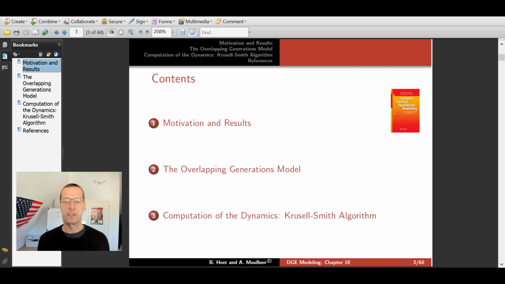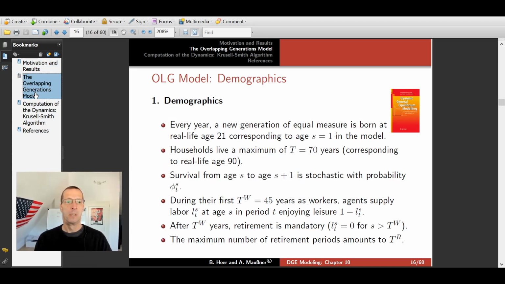Let us get to the second part of this presentation, the overlapping generations model. I will describe to you in the following the model that we're using, a 70-period overlapping generations model. And finally, in part 3, I will finish with the description of the computational details, the Krusell-Smith algorithm. I will first present the demographics of our model before I get into the household behavior, describe the optimal intertemporal utility maximization, and then continue to look at the production sector and the government sector.